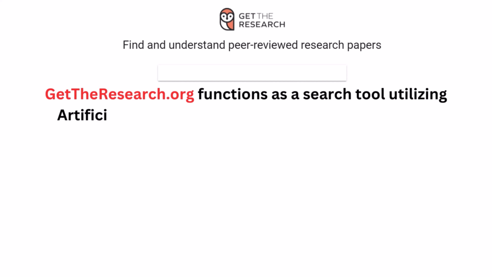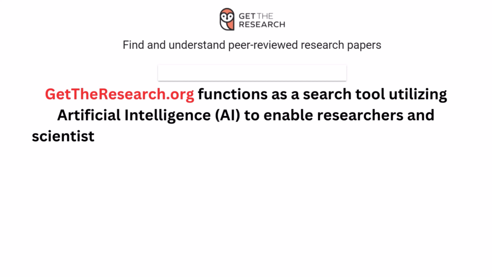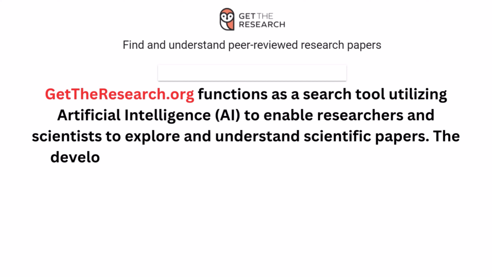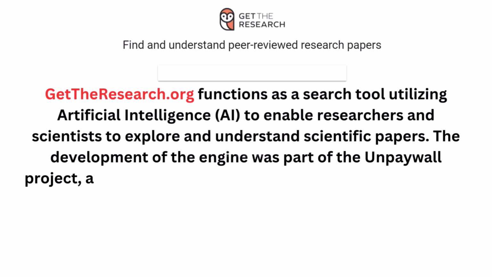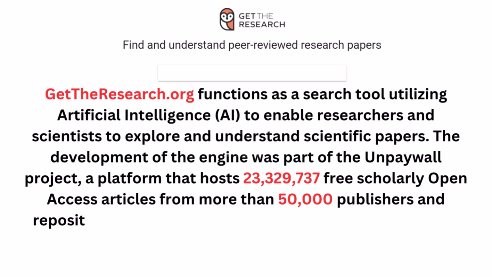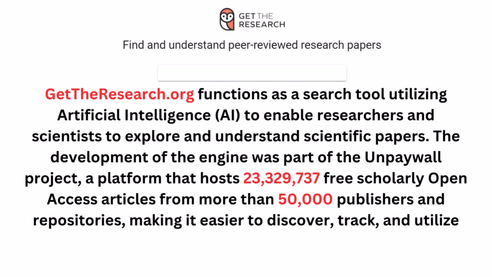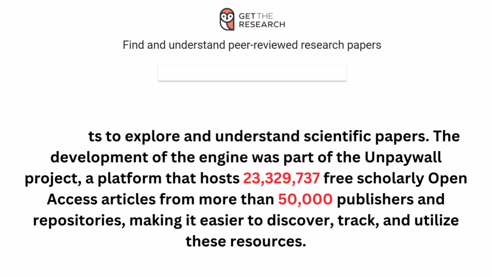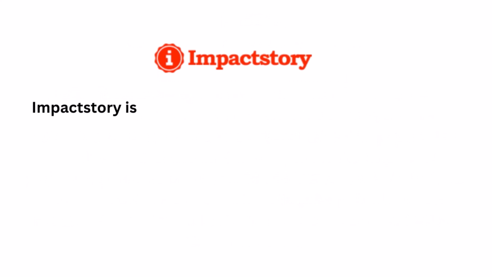GetTheResearch.org serves as a search engine powered by artificial intelligence (AI) that allows researchers and scientists to search for and comprehend scientific articles. The engine was created as a component of the Unpaywall project, which is a repository containing 23,329,737 free scholarly open access (OA) articles from over 50,000 publishers and repositories, facilitating the discovery, monitoring, and utilization of these resources. What is Impact Story?